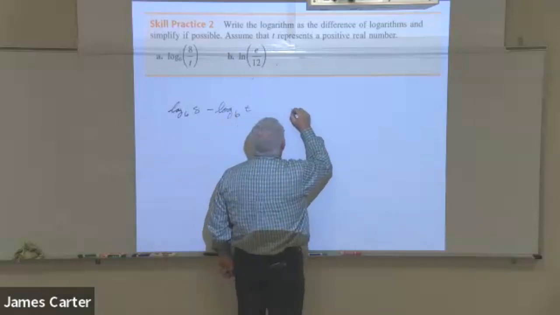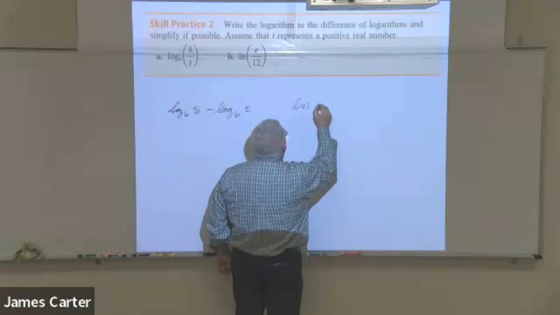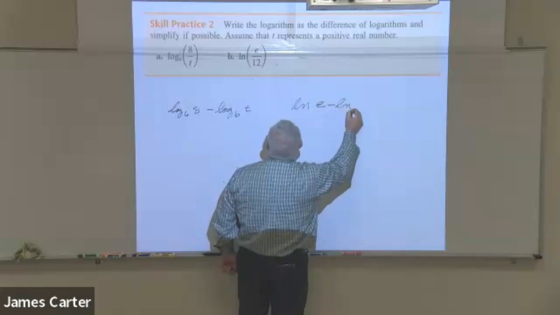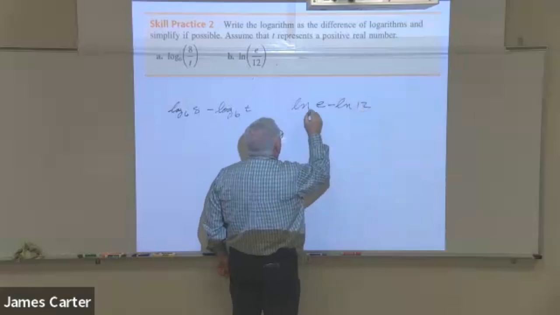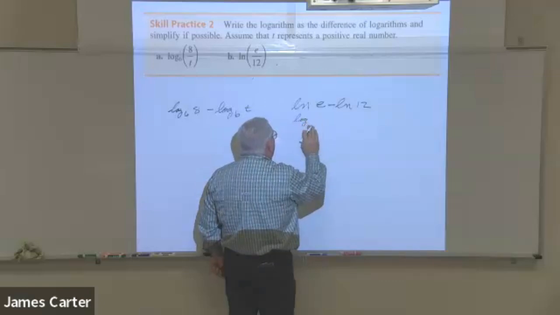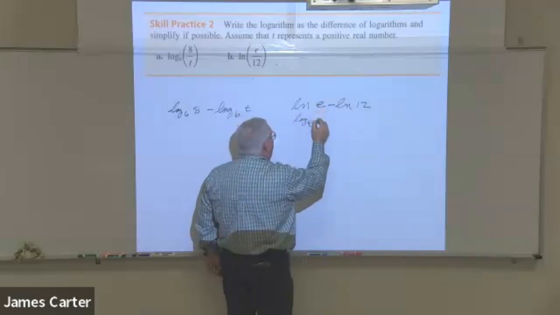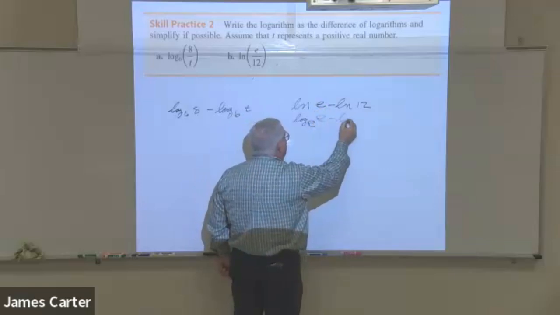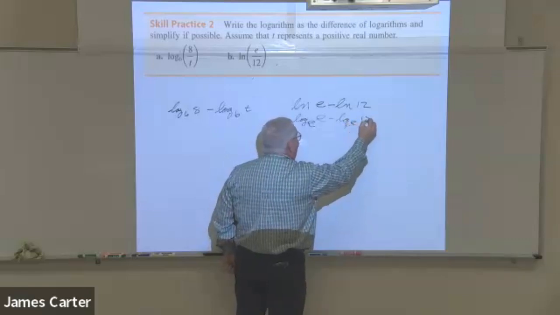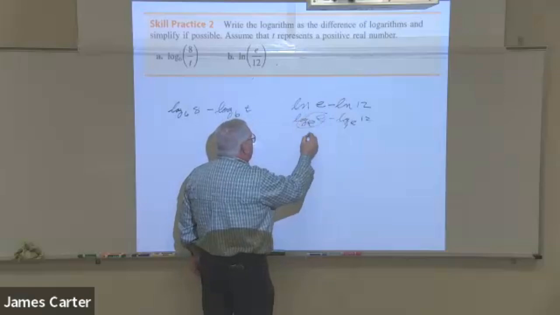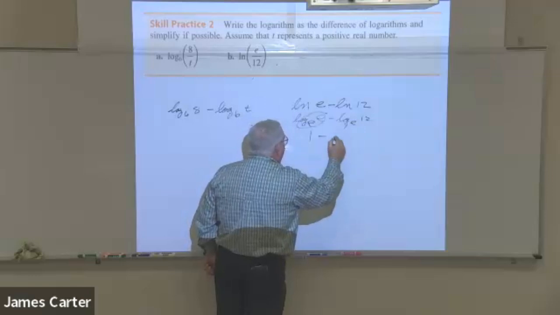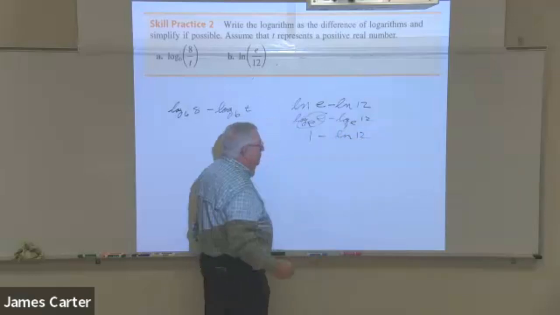On this one, natural log of e minus natural log of 12, except this means log base e of that e minus log base e of 12. That right there is equal to 1, so 1 minus ln of 12 would be your final answer.